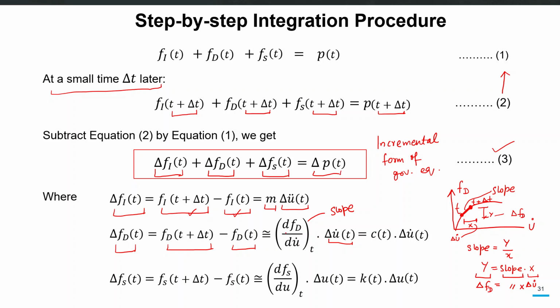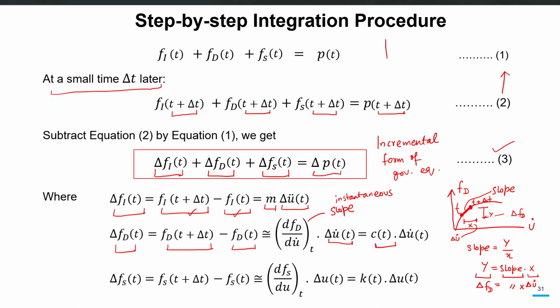So the slope is basically the first derivative of y with respect to x. So dfd over du dot at any instant t. So it's the instantaneous slope, basically instantaneous slope multiplied by the x function, which is the change in velocity. So let's call that slope c of t. Now it's a function of t because it's the instantaneous slope, and now it's not a constant number.